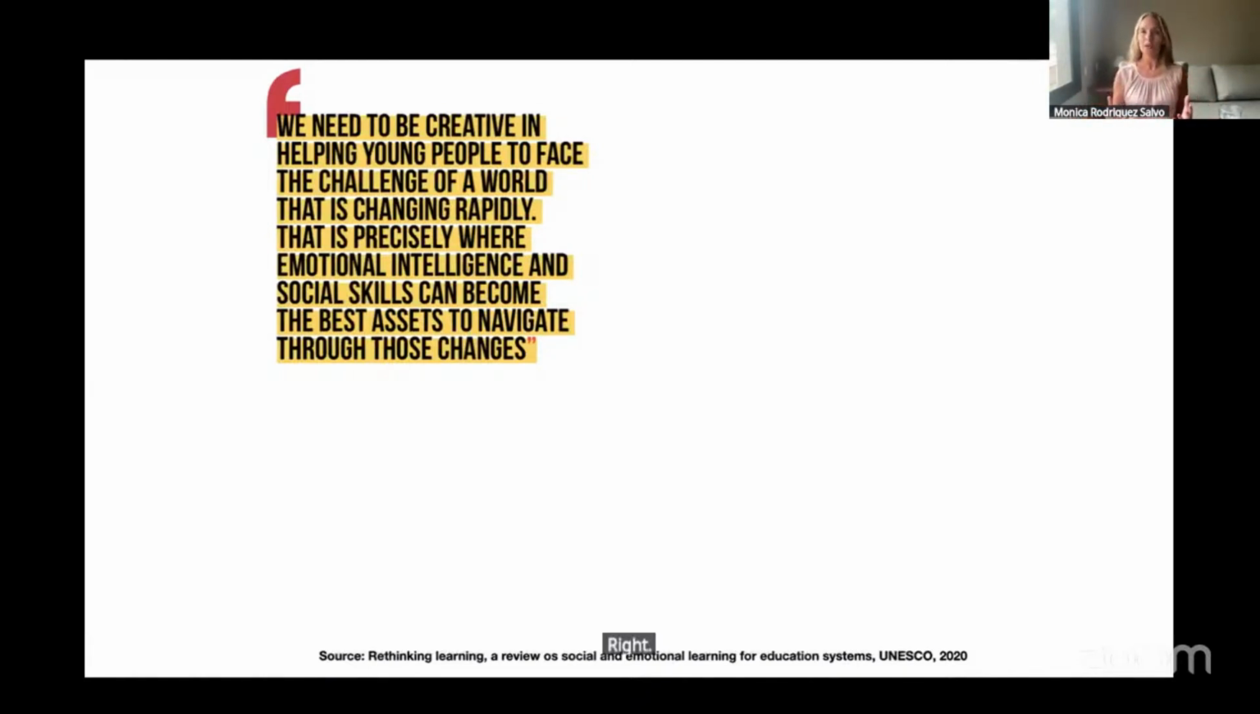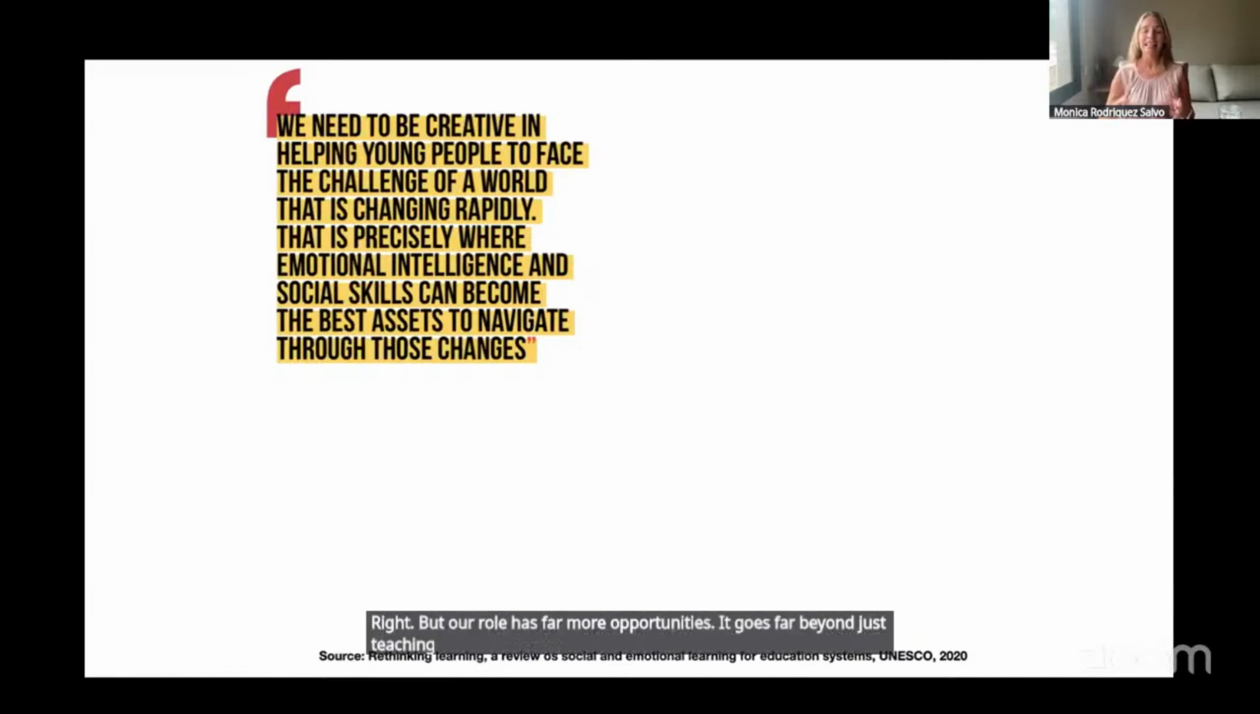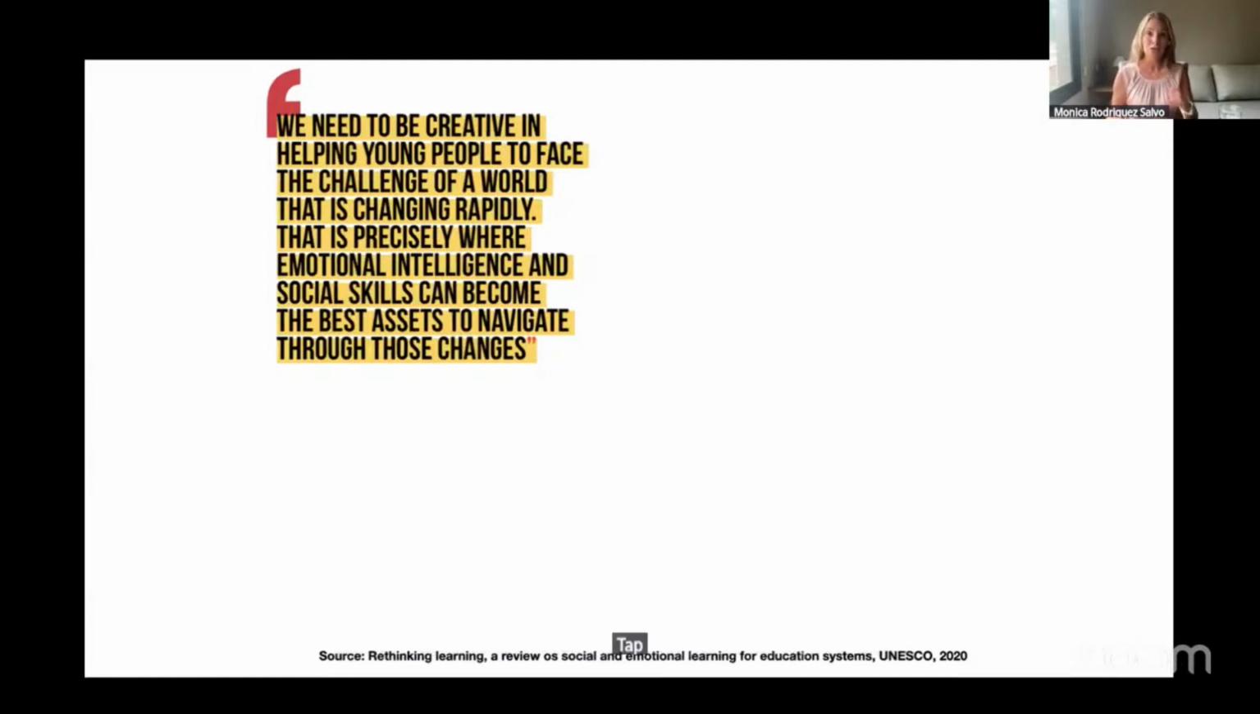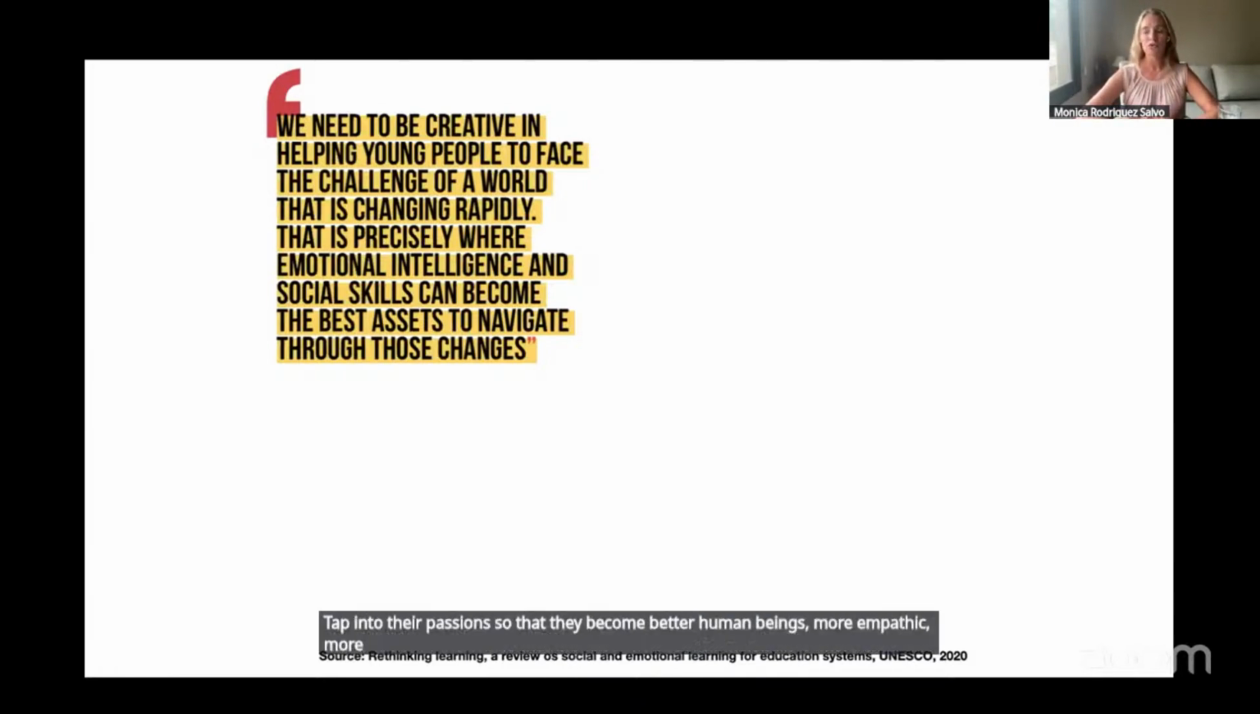But our role has far more opportunities. It goes far beyond just teaching grammar and vocabulary. It's about helping our students reach their best potential, tap into their passions so that they become better human beings, more empathic, more oriented towards constructing peaceful solutions, right? More oriented towards connection, human connection, and human understanding. And this can happen.